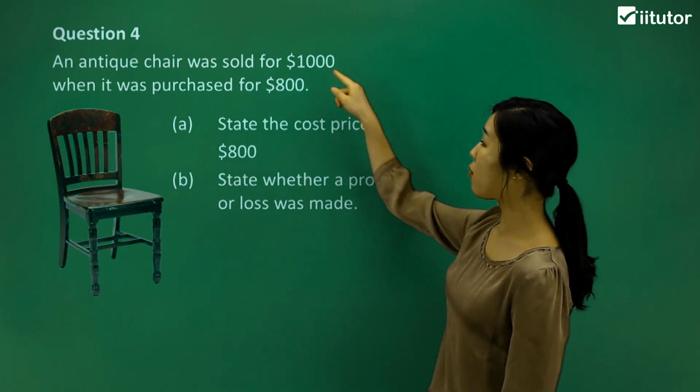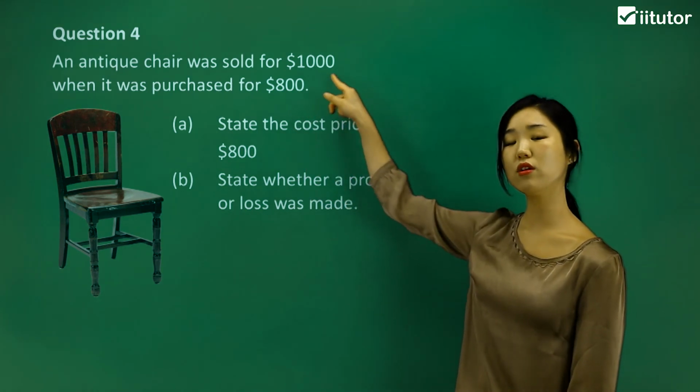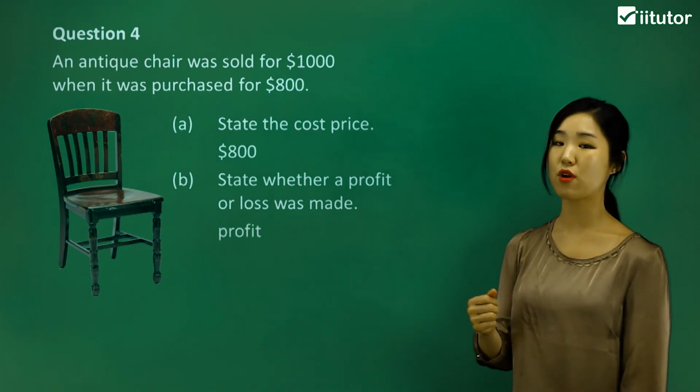Now B, we have to state whether a profit or a loss was made. We sold it for $1,000. $1,000 is clearly more than $800, isn't it? So we sold it for something more than we bought it for, so therefore it must be a profit.